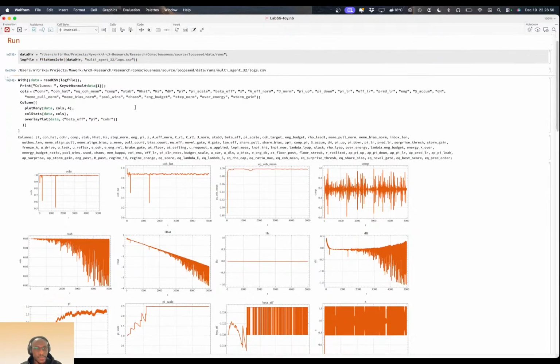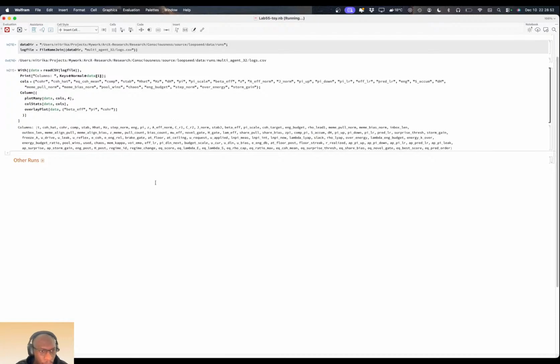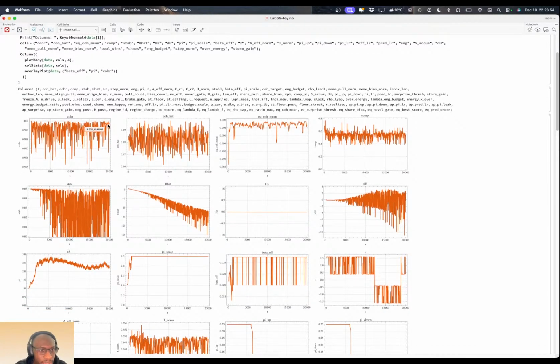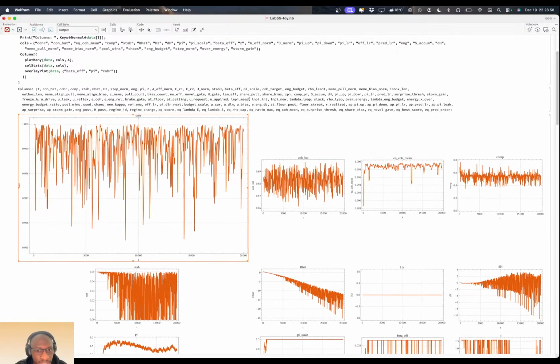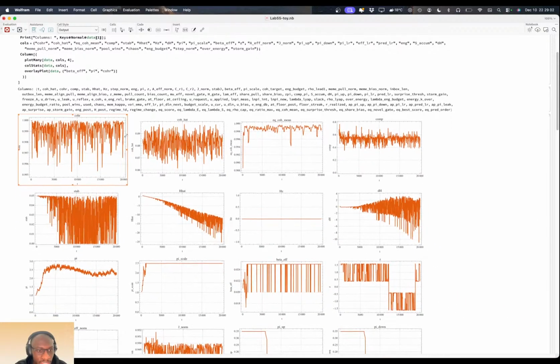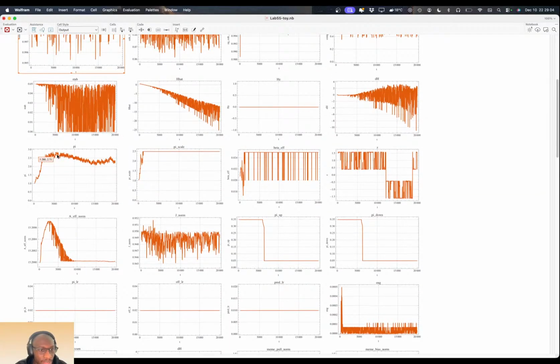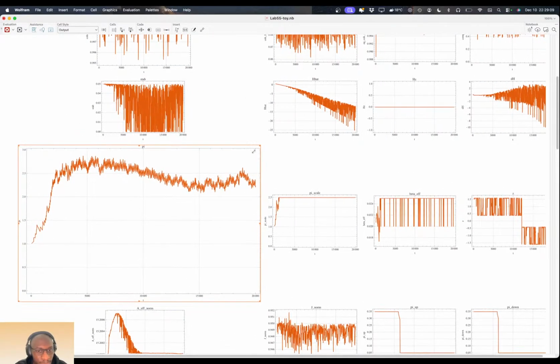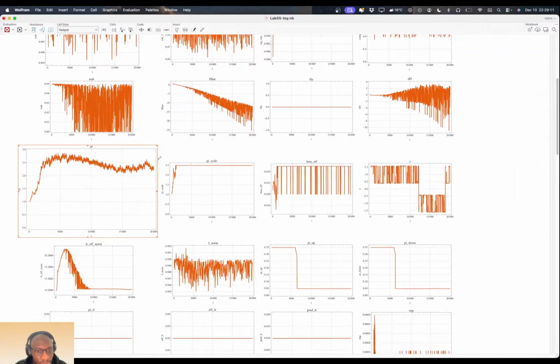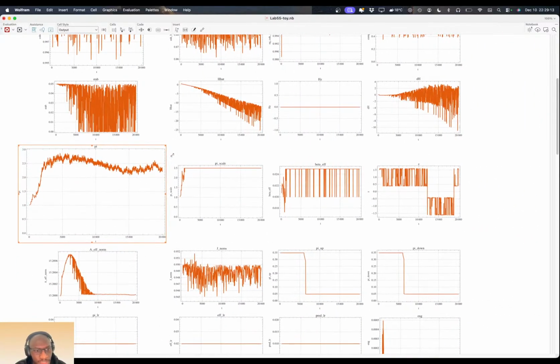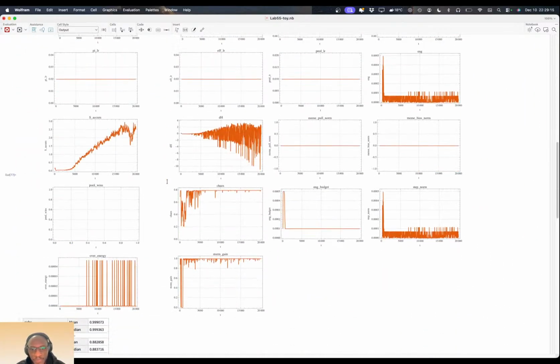Let's run this. Oh my God, it's doing great. See this? This is what we want to see. We want to see coherent always. Look at pi. It's not so bad. Attention shifts all the time.